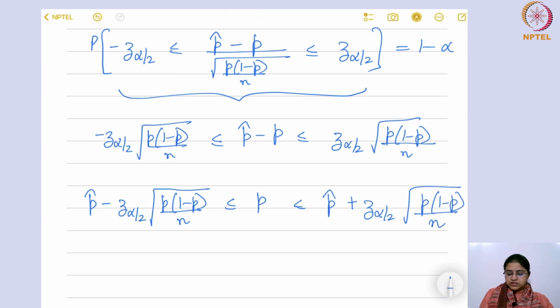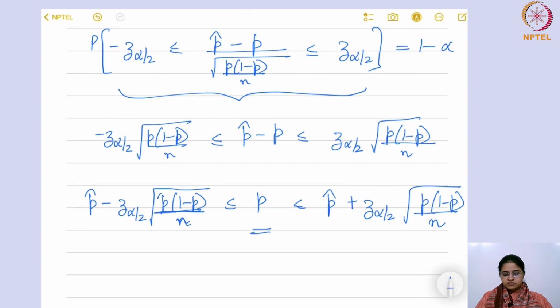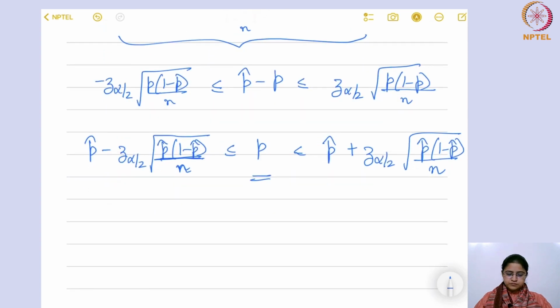Now you can see that we are finding the interval for p, but still this proportion is present on both the ends. In the square root, p is present. So what we do is that we simply replace this population proportion with its estimate over here, that is p hat, and the result would follow.